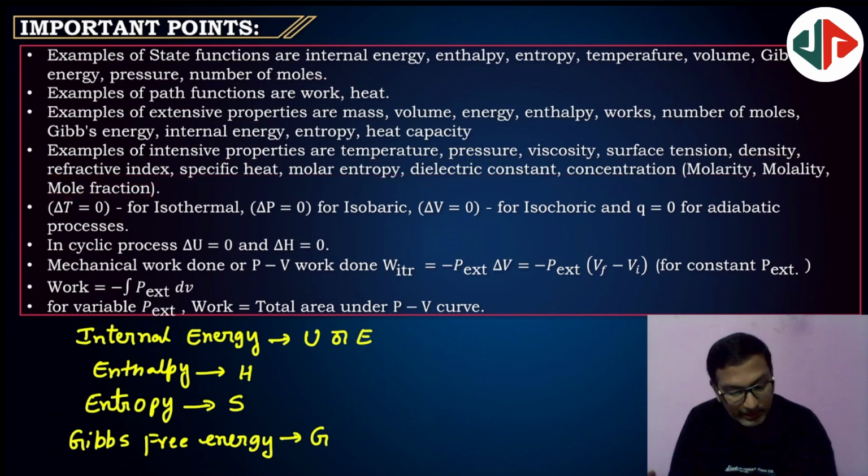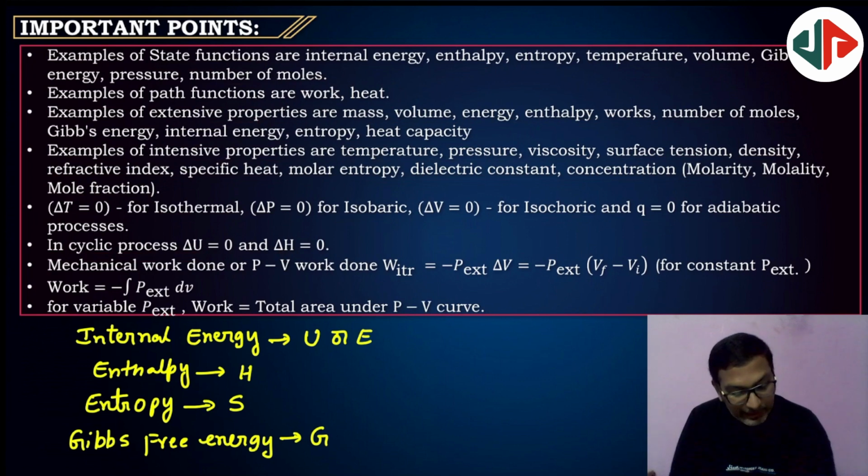Next, isothermal process: delta T, change in temperature, is 0. Isobaric, delta P is 0, change in pressure is 0. Isochoric, delta V is 0. And adiabatic process, Q, amount of heat, is 0. Next, for cyclic process, delta U, change in internal energy, and change in enthalpy will be equal to 0.